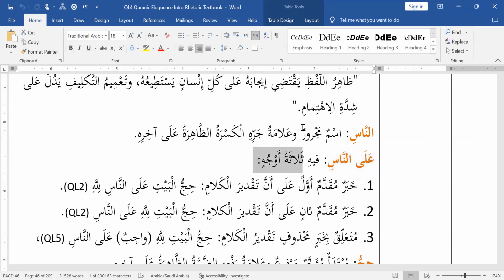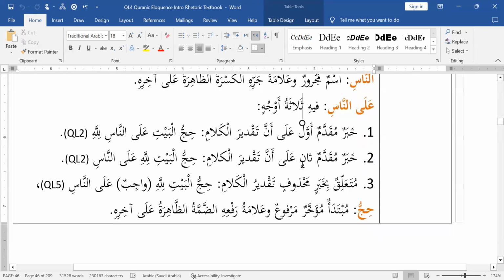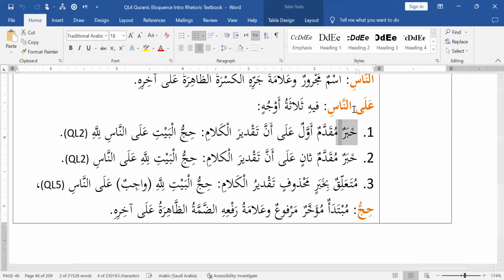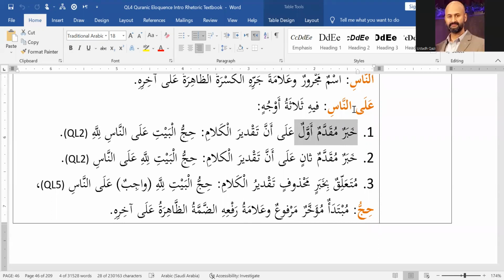Three possible i'rab for this shibhul jumla. And if you look at advanced Quranic analysis books such as the one by Al-Halabi, he goes into even more interesting nuances. We will look at three perspectives on the i'rab of shibhul jumla ala nas. First perspective is that it's khabar muqaddam awwal. Okay, that's the first perspective. Khabar muqaddam awwal.